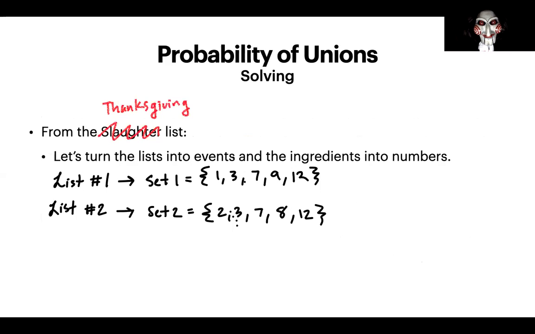Okay, so from the Thanksgiving list, let's turn our words around. Let's turn the lists into events. Events and sets can be used interchangeably here, and also let's turn the ingredients into numbers. From the original list one, or set, we have 1, 3, 7, 9, and 12. And from the second set, we have 2, 3, 7, 8, and 12.